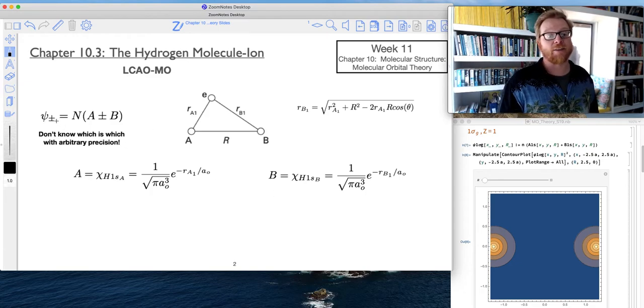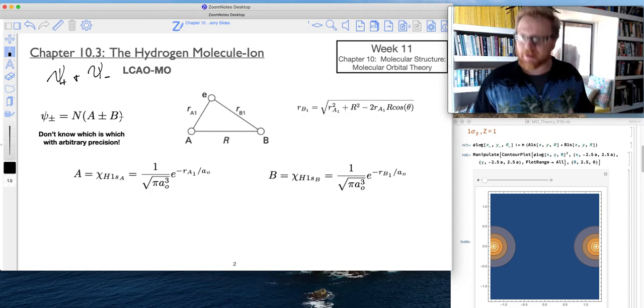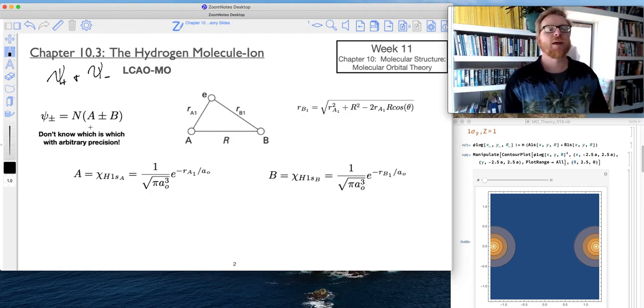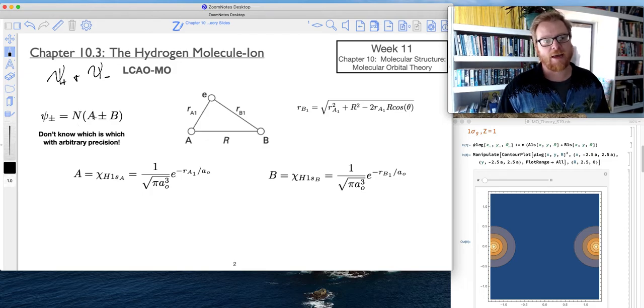We have to look at the positive solution, so psi plus, and we have to look at the negative solution, psi minus. Psi plus is a normalization constant times a plus b. That's the linear combination of atomic orbitals. And of course, psi minus is then the normalization constant N times a minus b. Okay. Well, so I'm using a very simple nomenclature here.